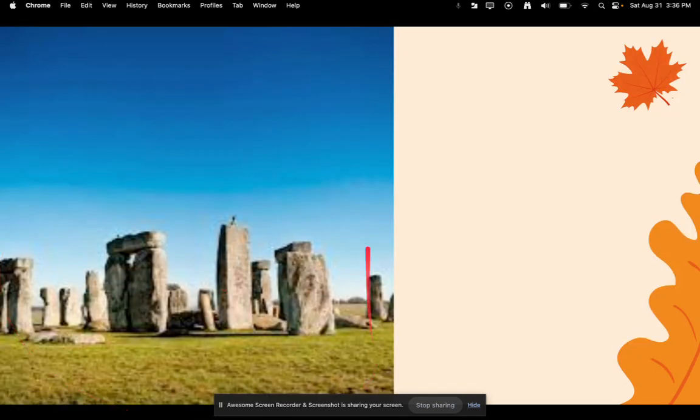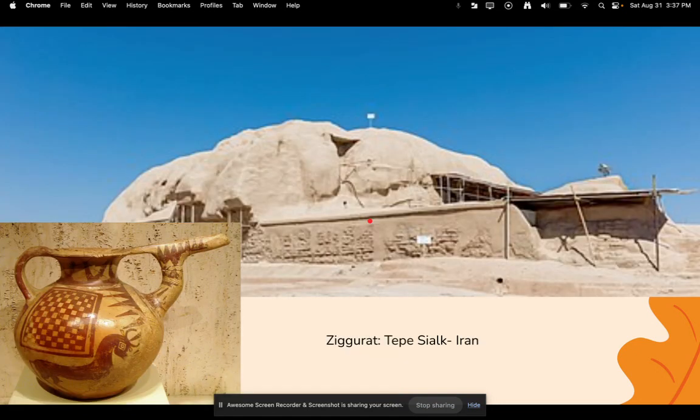Same thing with Stonehenge. This is a really blurry picture. I don't know why it's so blurry. Anyway, Stonehenge is another famous seven wonders of the world kind of thing. And that was also built about 2500 BCE.